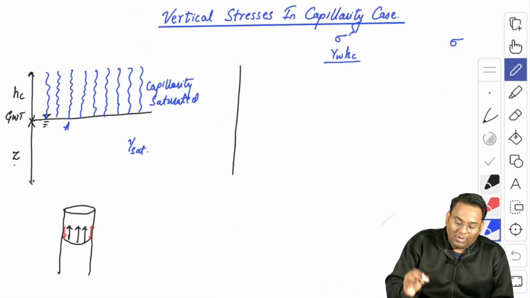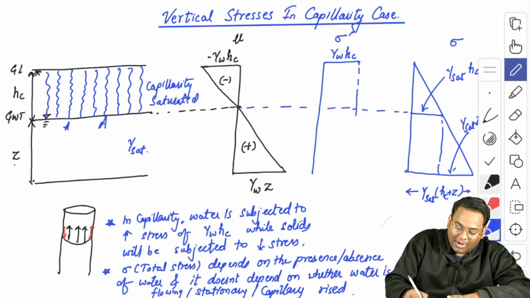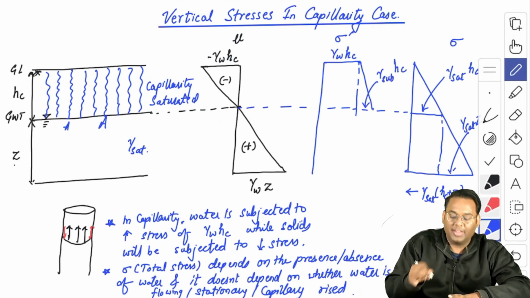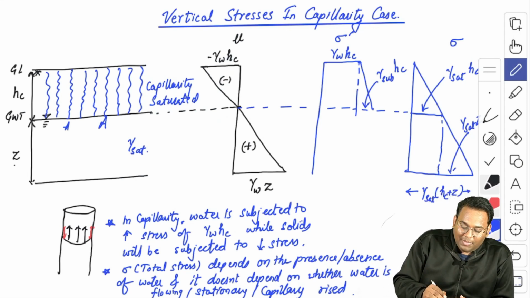So let me write down here in this particular diagram. See, this term is already present. After that, what is the value increased here? That is nothing but gamma submerged into HC. Yes or no? Now, let me determine what will be the value of effective stress at this particular level, that is BB at the bottom.